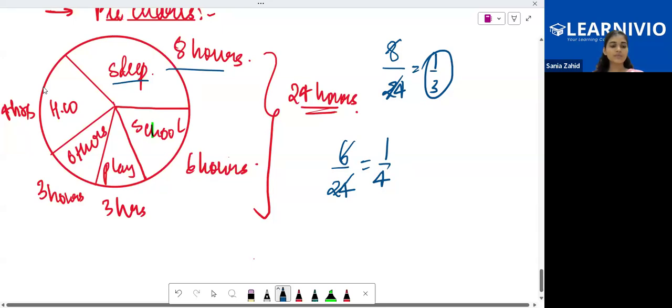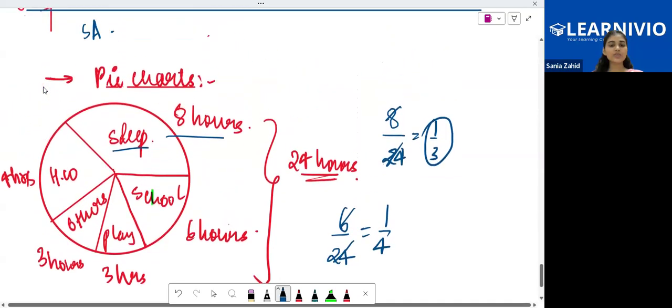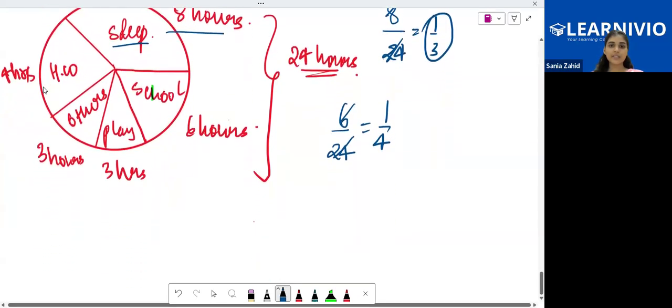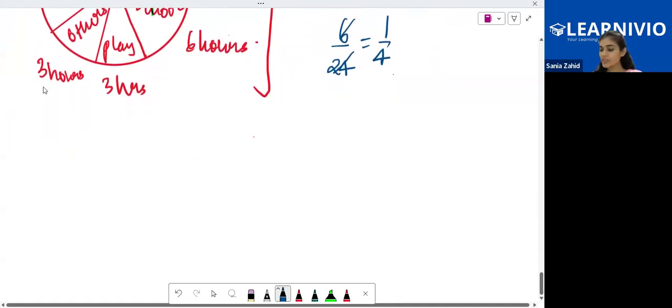They can ask you several questions regarding these pie charts. You should know how to understand the pie chart. Now we shall be moving ahead and we'll do one more question.